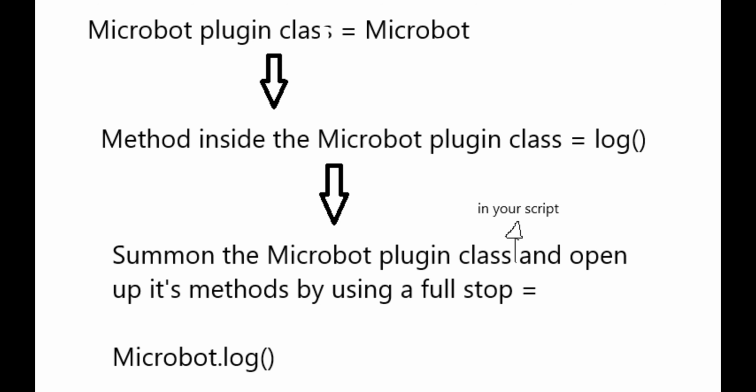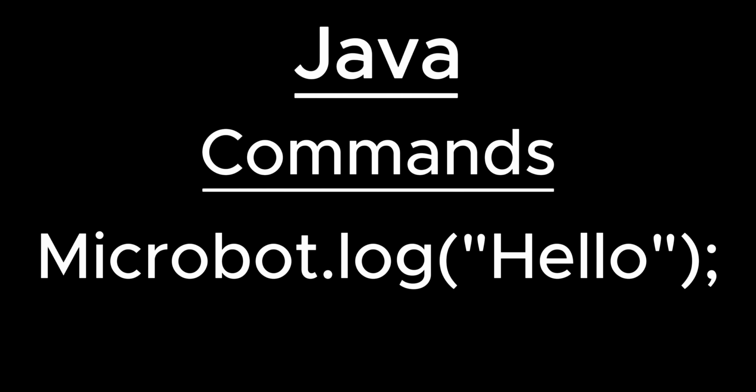And so you're invoking that plugin class, you're opening it up with the full stop, and then you're using one of its methods, which is called log. So you've invoked this method, which is log, which has a bunch of code behind it, which prints something into the chat box of the RuneScape game. So you've invoked that method, but now you have to feed it something. You have to let it know what you want to print.